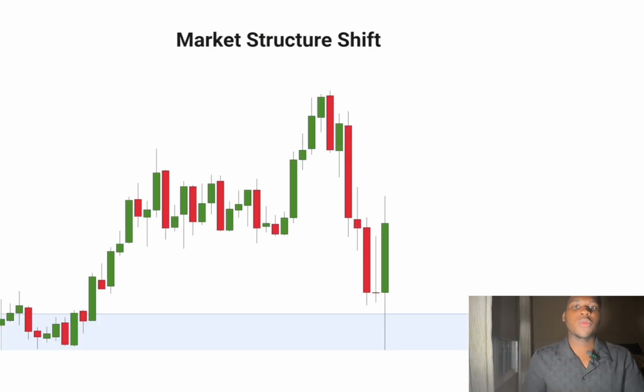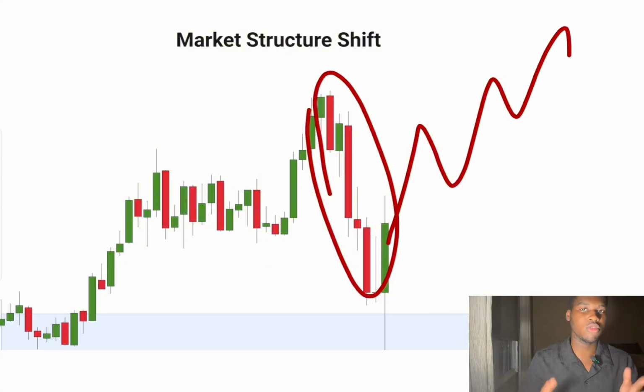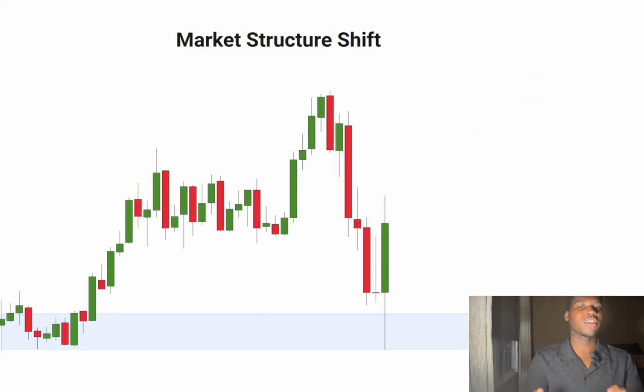Once we've identified our fair value gap or supply and demand zone, now we need to see a market structure shift. A market structure shift essentially tells us that buyers or sellers are ready to push price inside of the opposite direction. We are done with the retracement and ready for expansion to new prices. We know that a market structure shift is happening purely by looking at structure being disrespected.